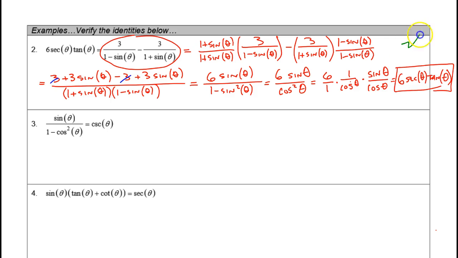There you have it, folks. Verified identity. Let's move on to the next one.